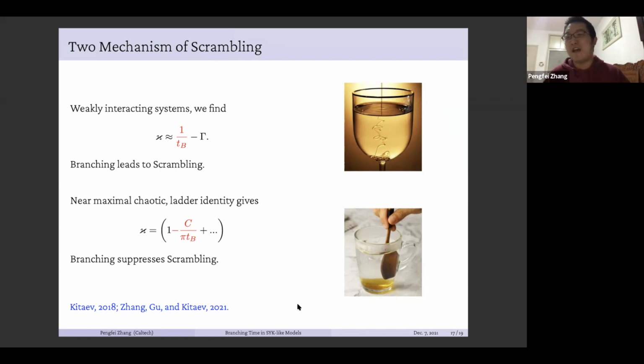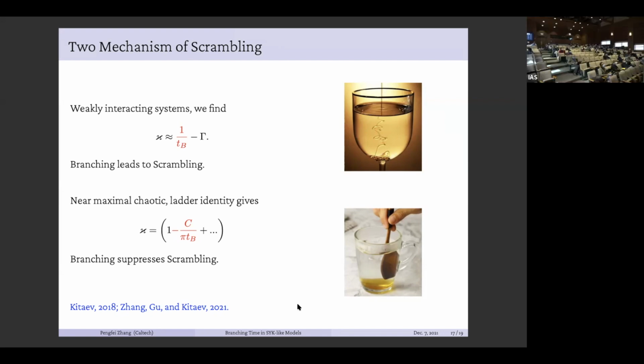Like when you have the shock wave, the SYK model is maximally chaotic. How do I understand that branching will suppress the scrambling from the later picture?